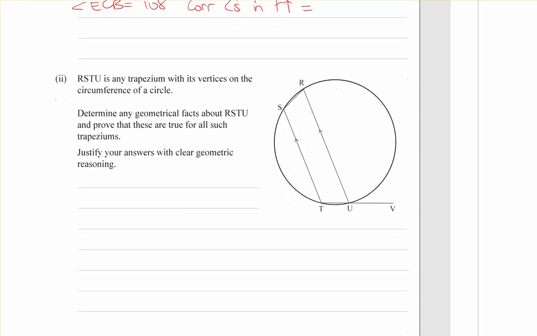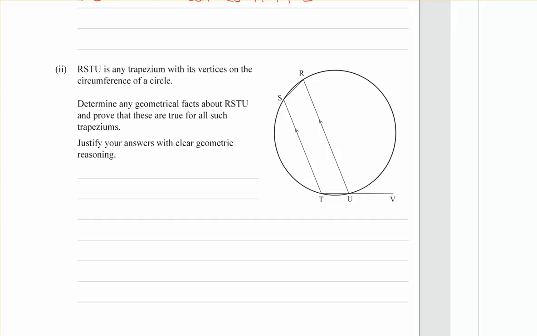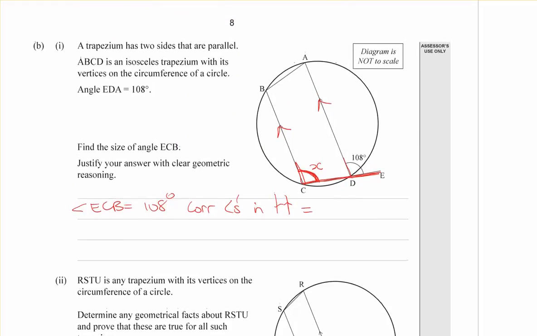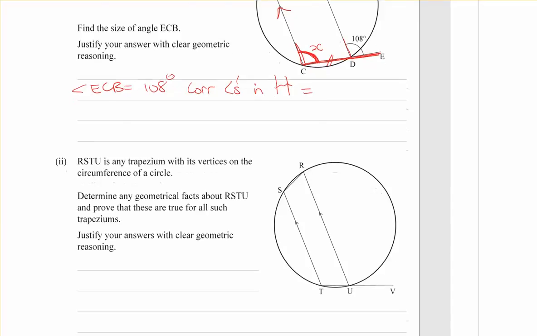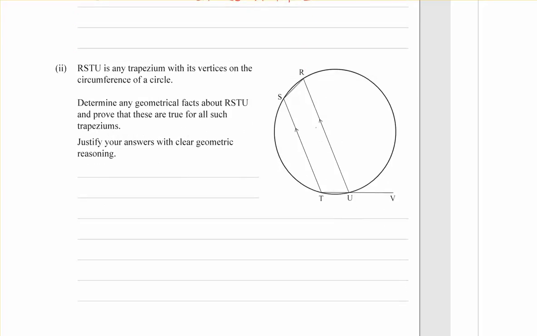Right, now same sort of thing down here, only a bit of a harder question. Oh, that was an isosceles trapezium. So we're told this is a trapezium. Determine any geometrical facts about it and prove that these are true for all such trapeziums. Well, if we start with angle R let equal x, then that means angle S is also x.